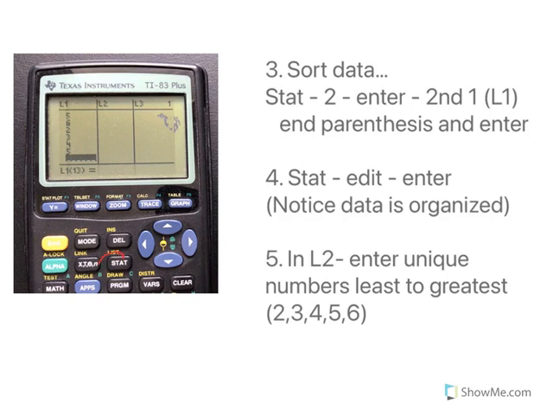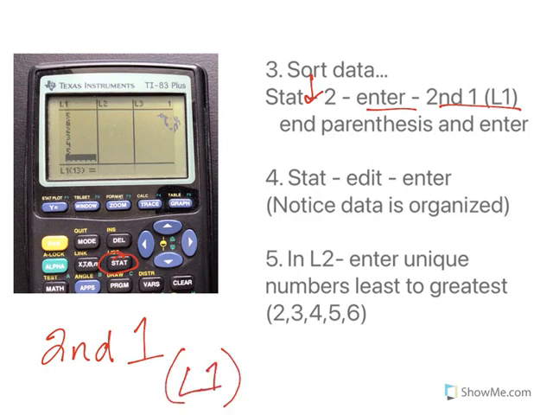So again, hit the Stat button. Then you're going to arrow down to 2 and hit Enter. And then you're going to hit second one and parentheses and Enter. I know that kind of is confusing, but when you hit Stat, down to 2, and hit Enter, it's going to bring you out to a different page. So when you hit second one, you'll notice that second one gives you L1 on your page. That's why I have this L1 here.